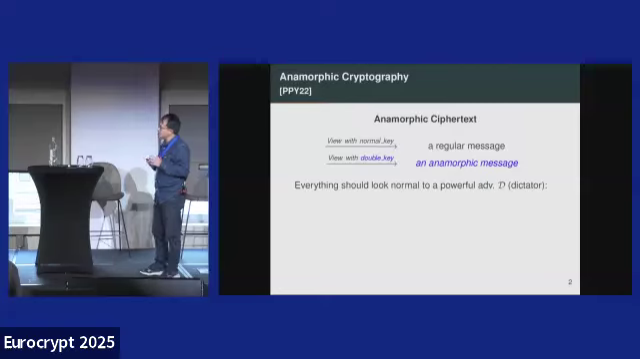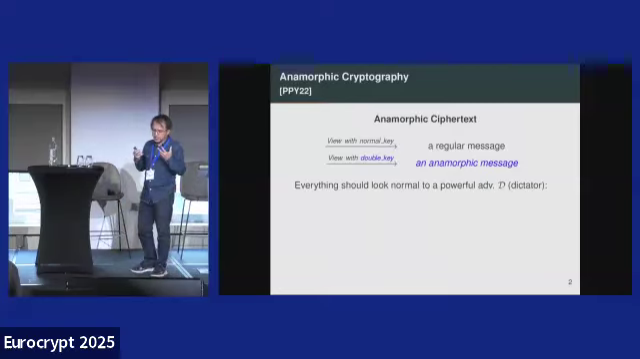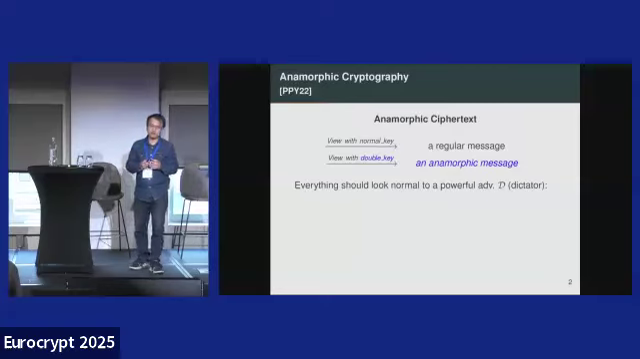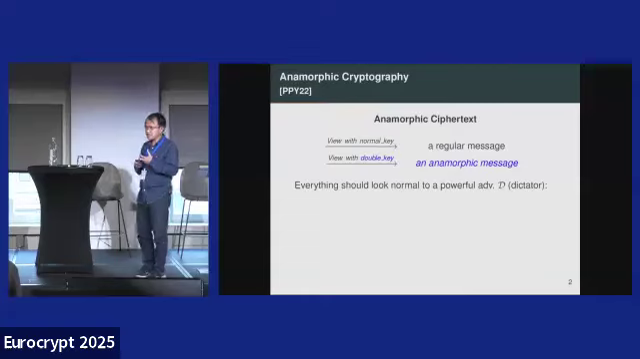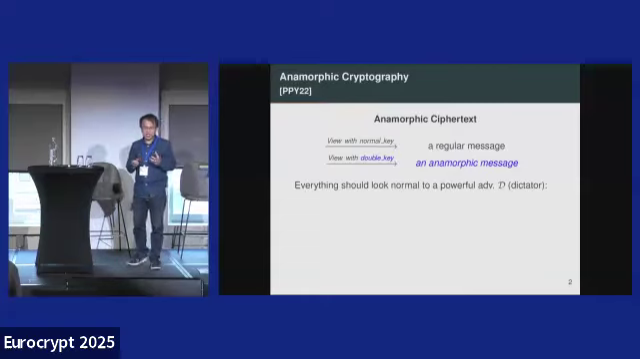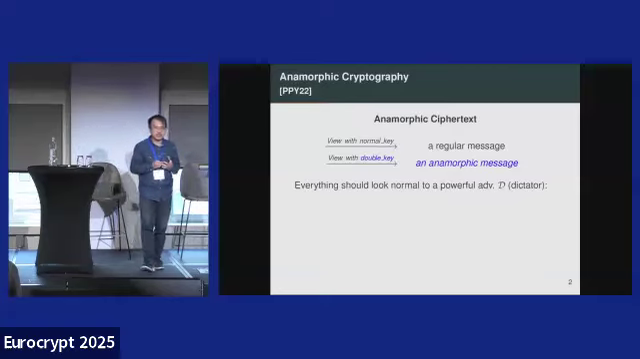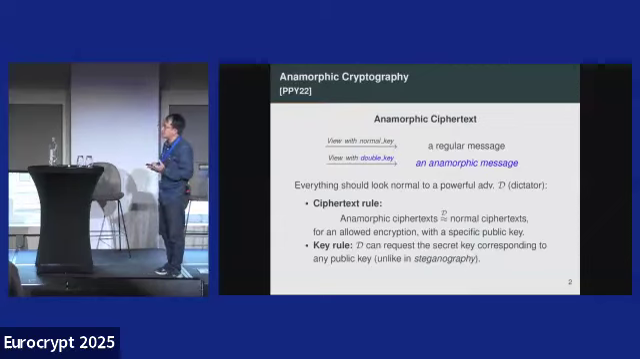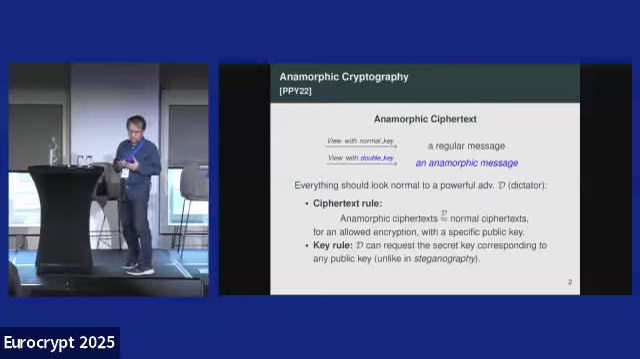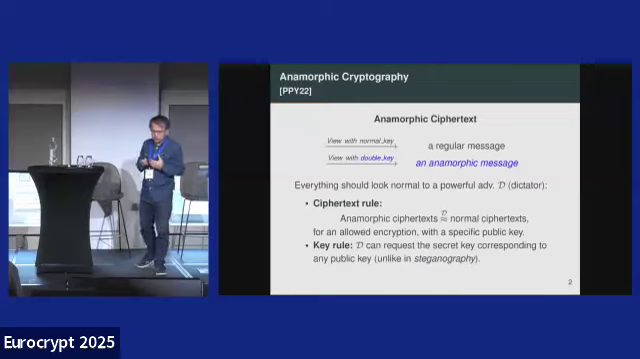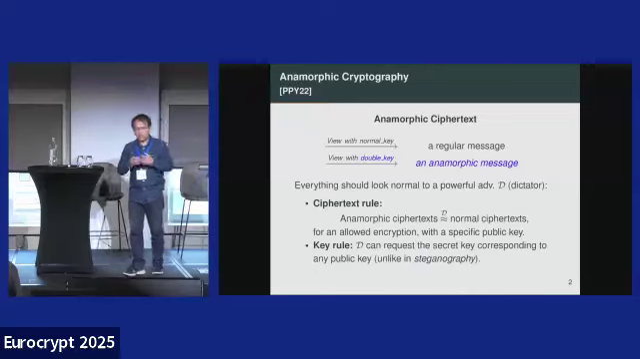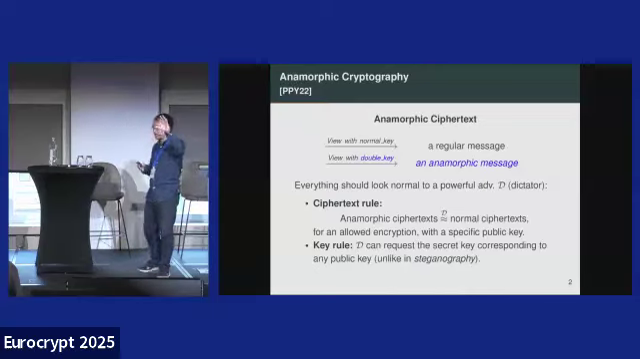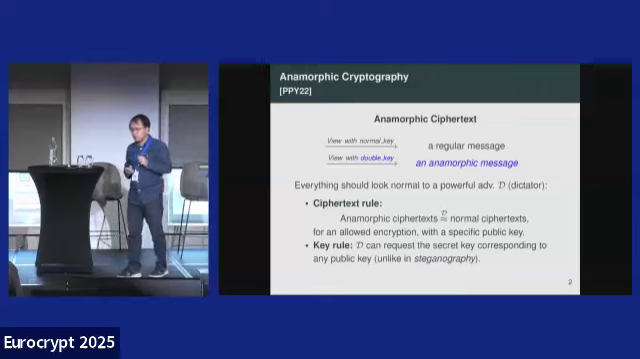With the normal secret key, you can get a regular message. Another view is from the double key, with which you can get a hidden anamorphic message. In terms of security, everything should look normal to a very powerful adversary that we call a dictator. It can be characterized by the following rules. The ciphertext rule says that the anamorphic ciphertext and the normal ciphertext are indistinguishable for an honest encryption with some specific public key. And the key rule requires that the dictator, who can see the public key, for example in a PKI, can come and ask for the corresponding secret key.